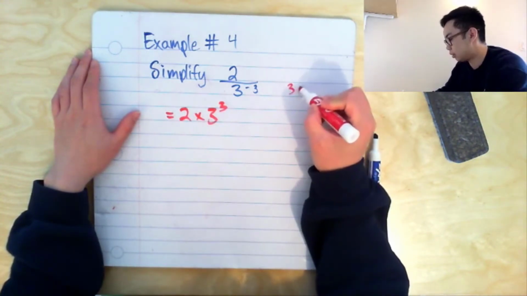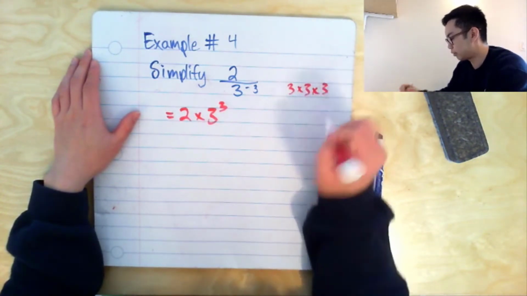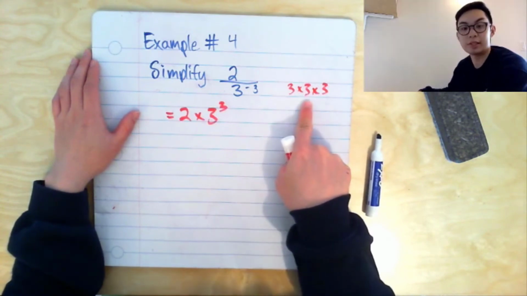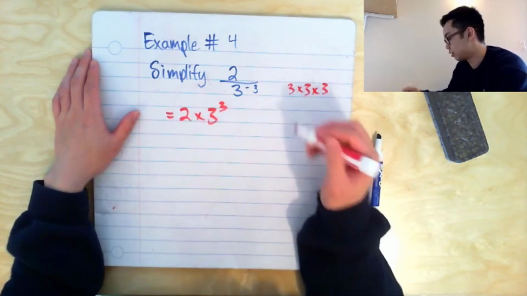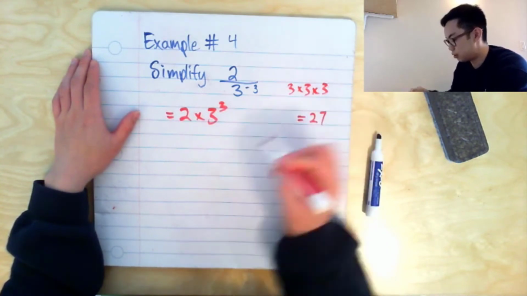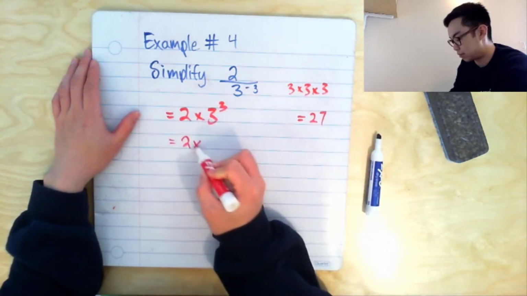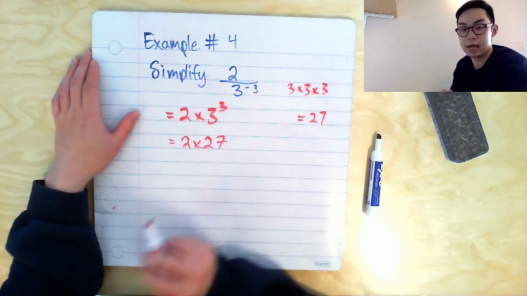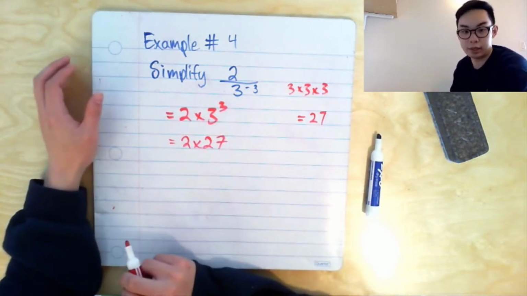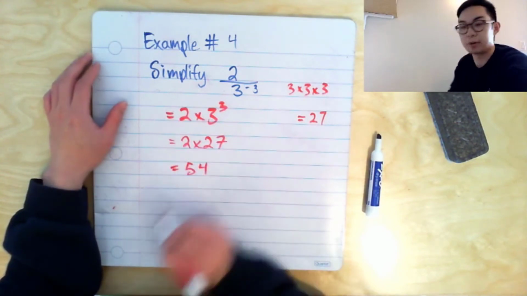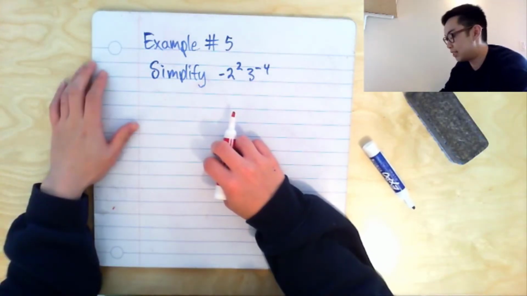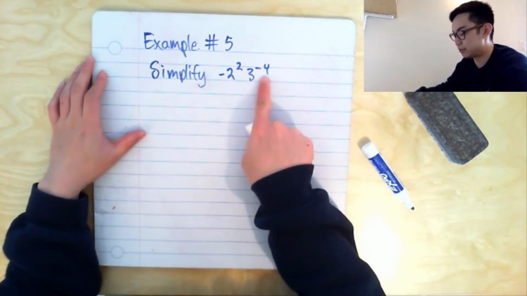Well, 3 cubed is 3 times 3 times 3. And the first 3 times 3 is 9. And then 9 times 3 is going to get me 27. So this is 27, which means I'm doing 2 times 27. And you can simply put this in a calculator or do the multiplication inside, but the answer to this is 54.